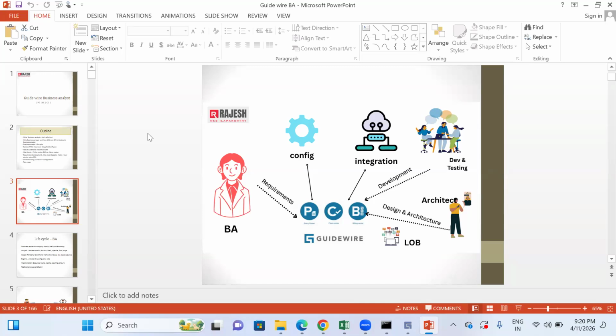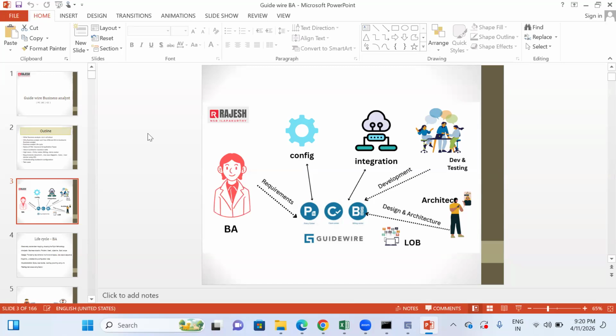Now, why is Guidewire so prominent in P&C insurance? P&C insurance, in short, stands for property and casualty insurance. Apart from health and life insurance, everything else is part of P&C insurance. It can be vehicle insurance, property insurance, or cargo insurance when we are transporting goods from one place to another. All these things are called property and casualty insurance. This is what P&C insurance stands for.